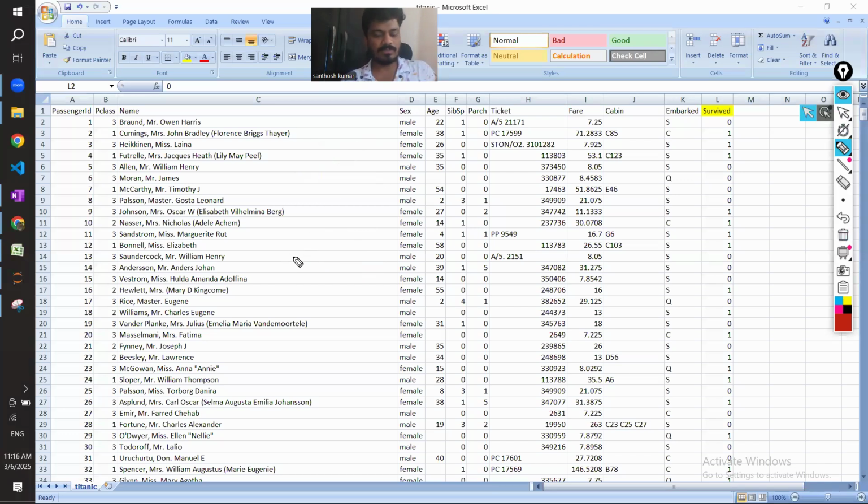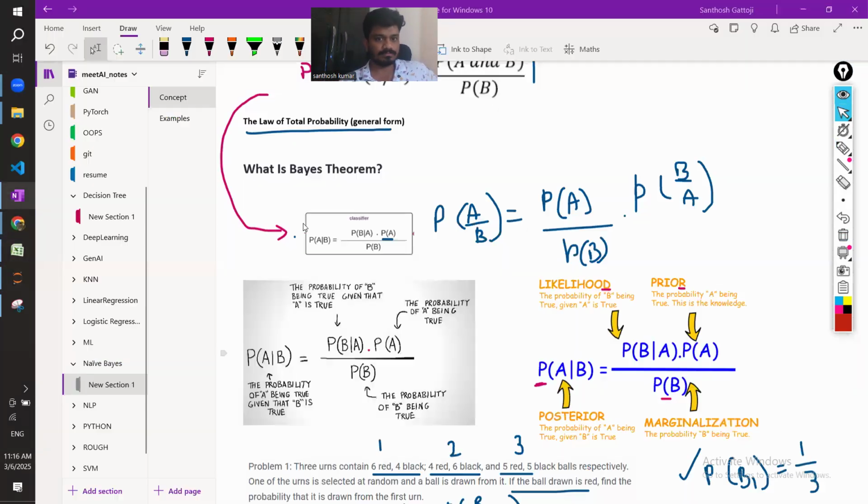So this problem can be stated as: given the passenger class is 3, the gender, and the age is this, tell me the probability of his surviving and the probability of not surviving. Whichever probability is more, the output will be that. It's just calculating probabilities. I hope you are able to draw the similarity between these two. The same thing I have written here.